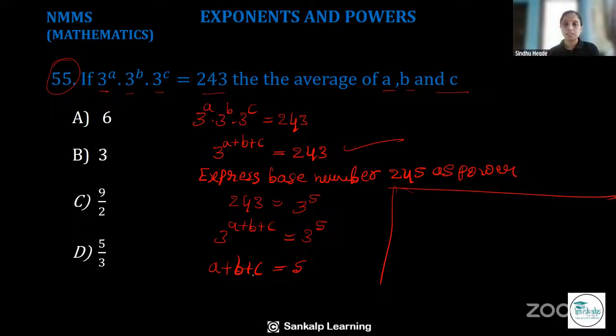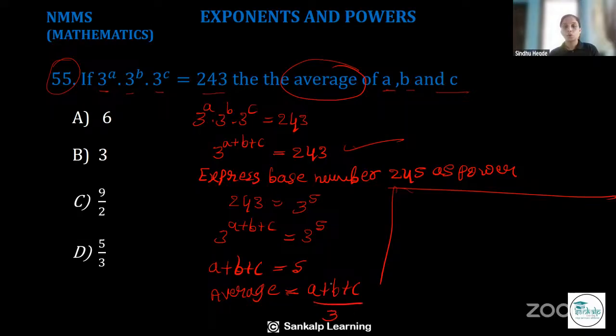A plus b plus c is equal to 5. Now we want to calculate the average of a, b, c. Apply the formula: average is equal to a plus b plus c divided by 3, because a, b, c, three variables are there, so divide by 3. We know how to calculate the average. Similarly, here we will calculate the average for a, b, c.